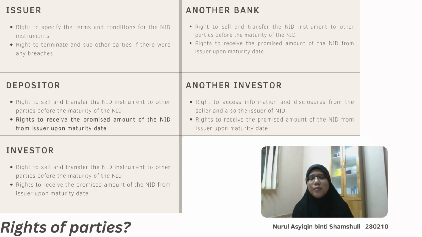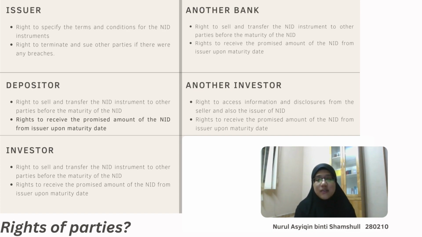The second right of the depositor is the right to receive the promised amount of NID from the issuer upon the maturity date. Upon maturity of the NID instrument, the depositor has the right to receive the amount of principal plus the interest which has been decided by the issuer. The depositor can sue the issuer if the promised amount from the NID is not received upon maturity, based on the terms and conditions of the NID instrument.